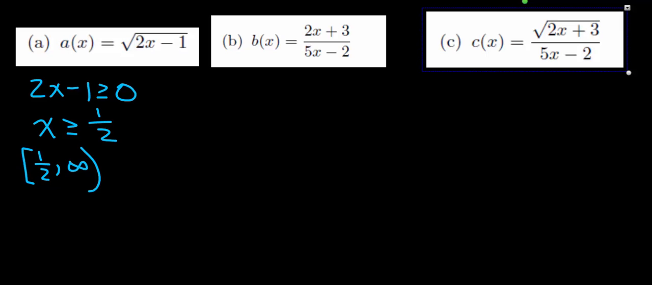Now, another situation is when we have a variable in the denominator. Now our concern is that we not try to divide by 0. That's our concern. So when we're talking about the domain, we say, okay, 5x minus 2 in this case can never be 0. Or another way to say that is x can't be 2/5.